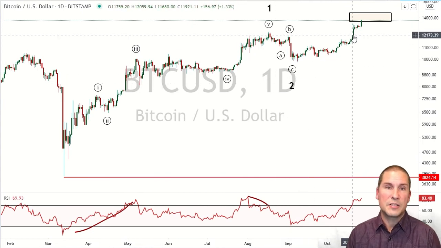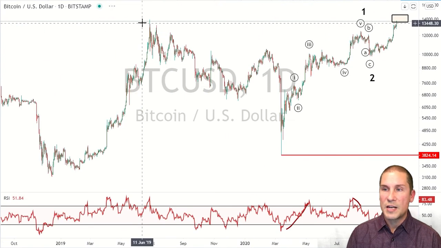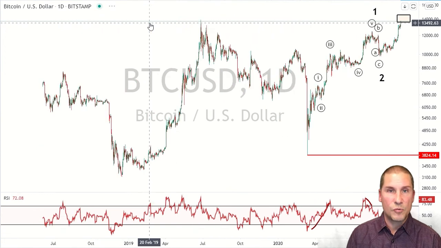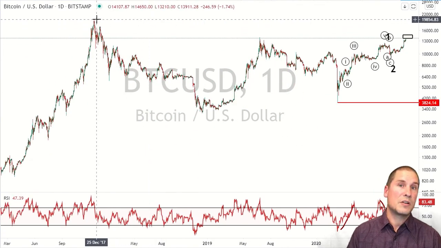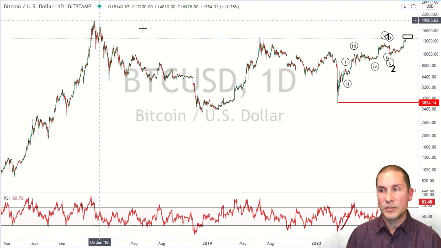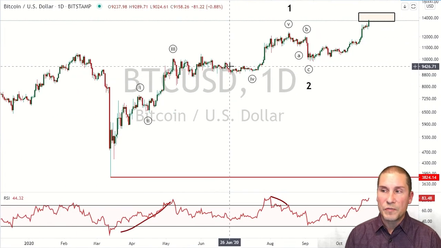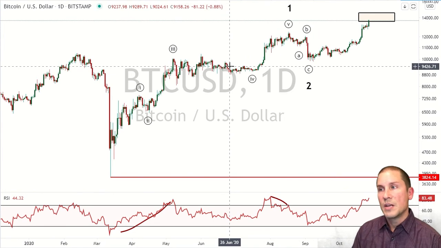Now, if indeed this is a wave 3, then we should very easily blow by the 2019 highs and push above 14,000. And then we should very easily push above the all-time high sitting at 20,000 if this is a wave 3 to the upside. So this is the preferred count. I do think that Bitcoin is about to take off to the upside.